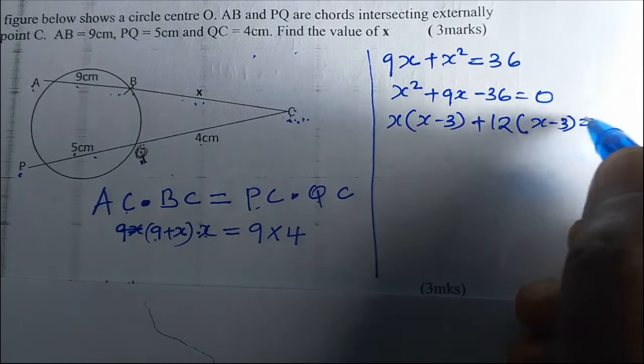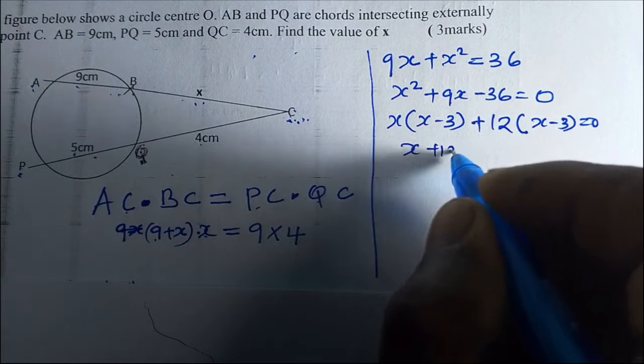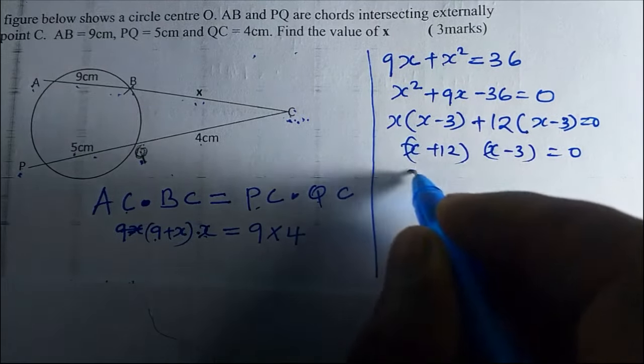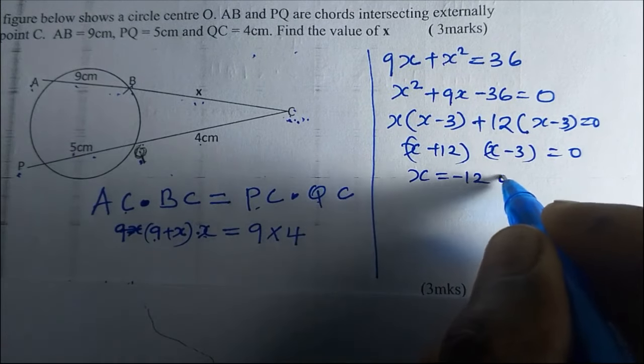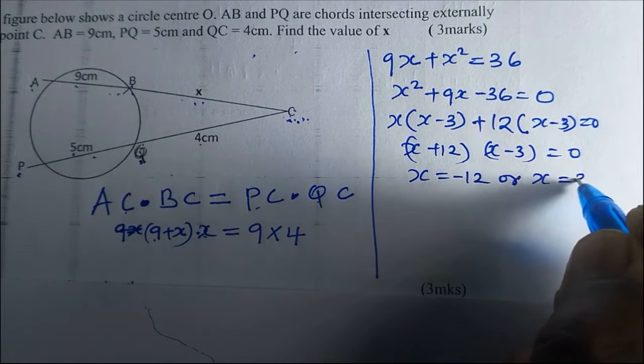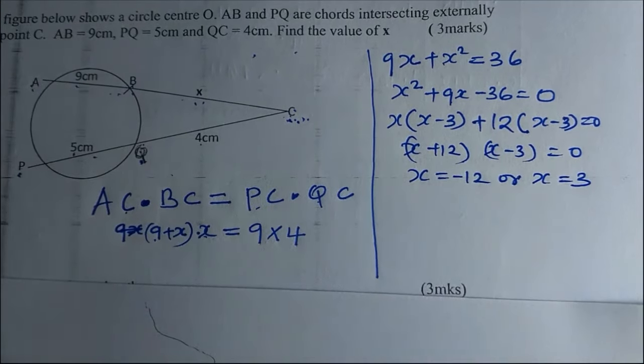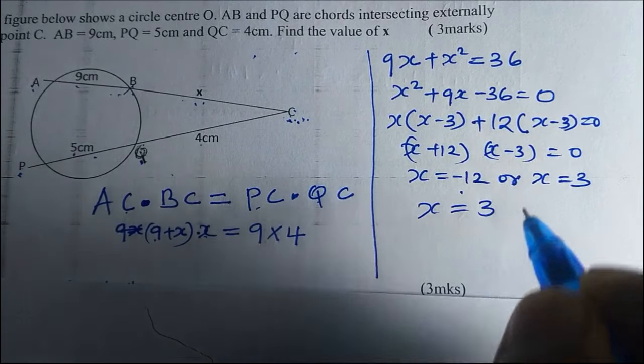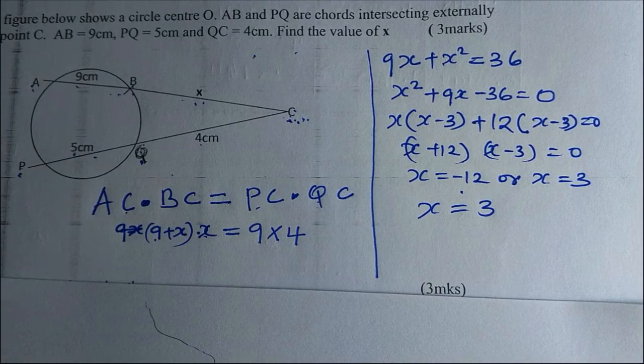So x plus 12, x minus 3 equal to 0. It means x is equal to minus 12 or x is equal to 3. So length cannot be negative. It means that x is equal to 3. Length cannot be negative. Therefore, x is 3.